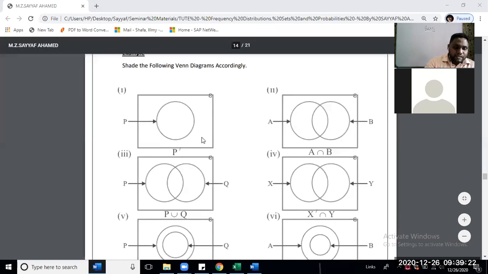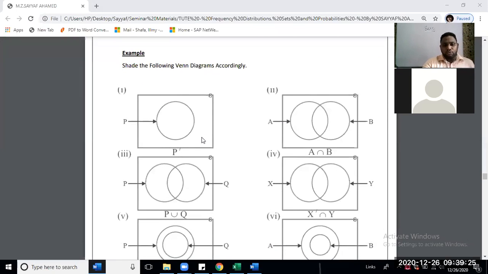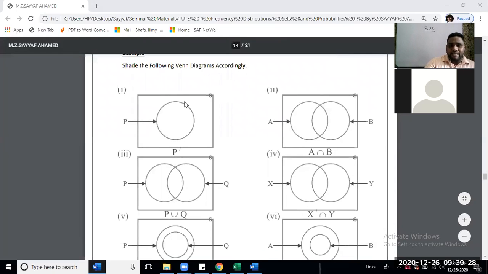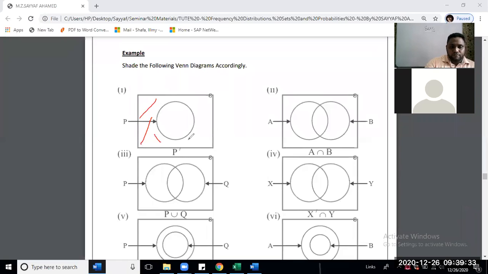So the first one, P dash. P dash meaning without the P, the entire set, right? So it is the outside of the P, if you have the meaning. Right. Roman number 2, A intersection B. It is the common for A and B, right? And the P union Q, it is the total of the P and Q. It can't go outside of P and Q, right? It has to be inside P union Q.